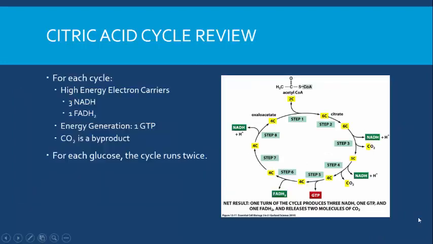So let's review the important aspects of the citric acid cycle. Remember, in the citric acid cycle, 3 NADH and 1 FADH2 are produced for each turn of the cycle, and each glucose molecule that enters glycolysis causes 2 turns in the cycle. The main byproduct of the cycle is CO2, which exits our body through our breath.